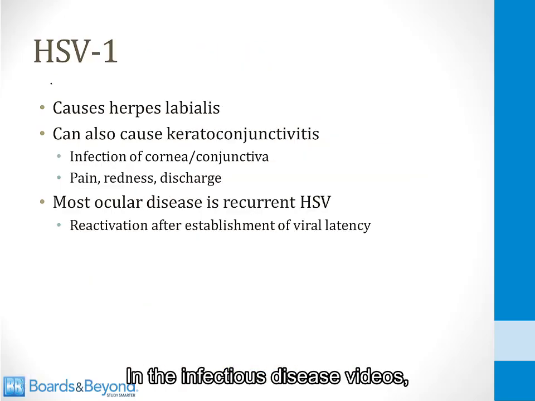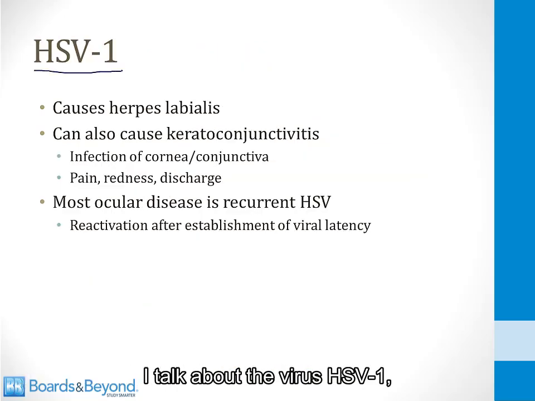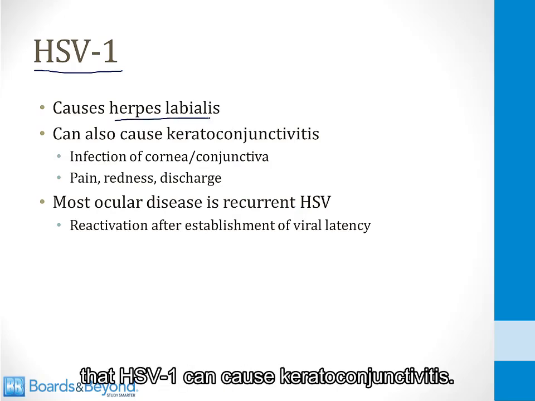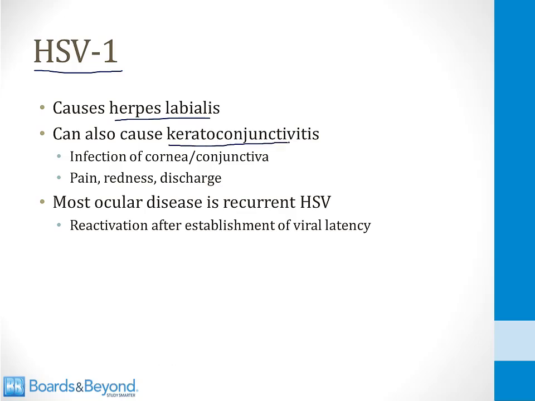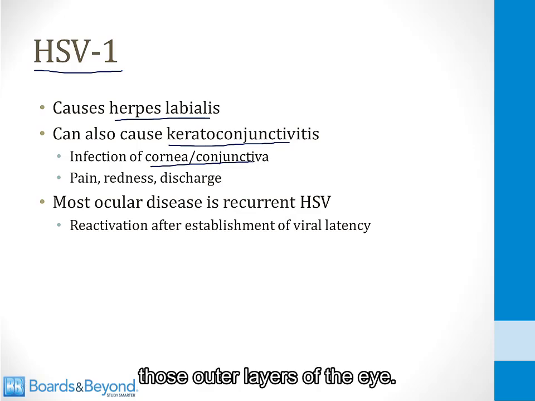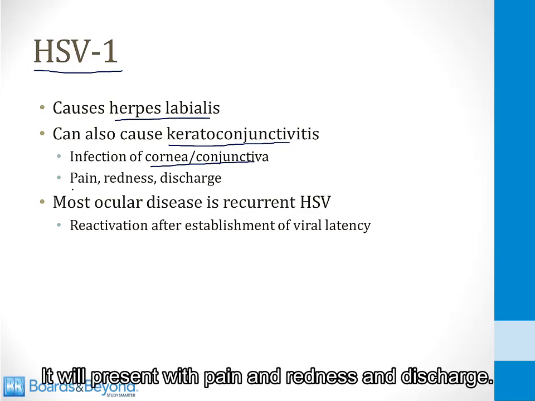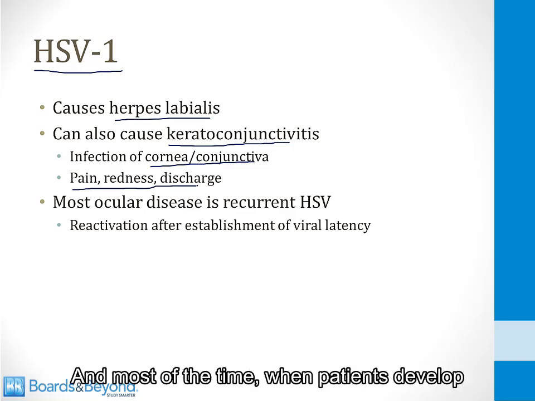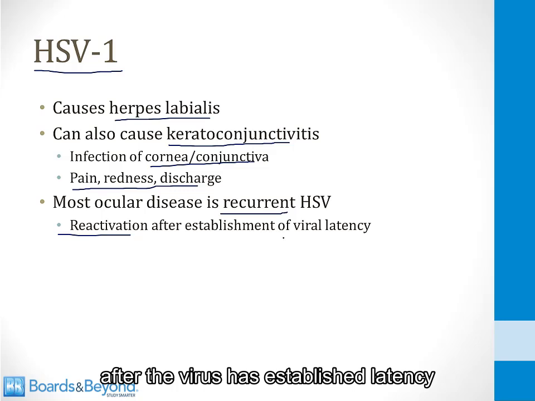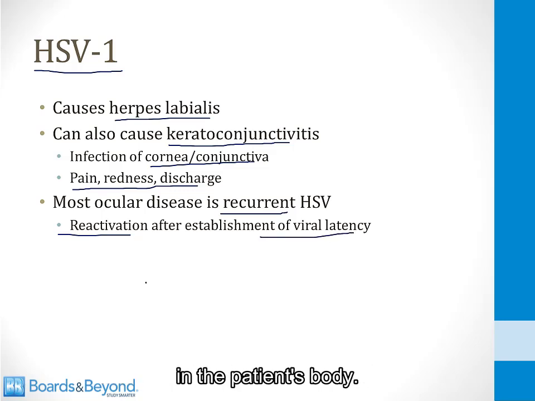In the infectious disease videos, I talk about the virus HSV1. This is the cause of herpes labialis. And you should be aware that HSV1 can cause keratoconjunctivitis. This is inflammation of the cornea and the conjunctiva, those outer layers of the eye. It will present with pain and redness and discharge. And most of the time when patients develop eye disease related to HSV-1, it's a recurrent infection, meaning that it's reactivation after the virus has established latency in the patient's body.